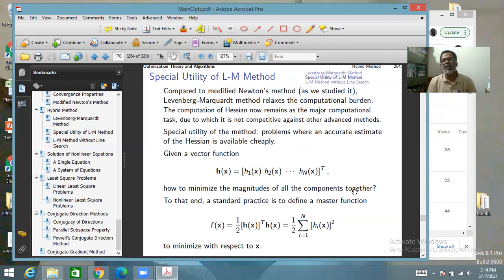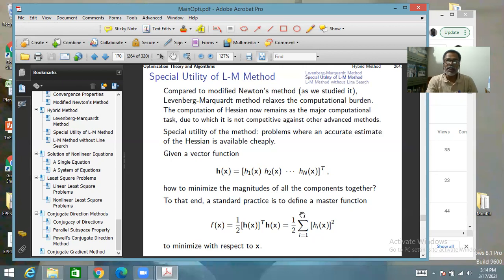Now the sense which is widely accepted as a good sense is a sum of their squares, because you want to minimize their magnitudes, right? So minus 1.5 and plus 1.5 are both equally bad, or equally good if you consider that as small. So you construct a master function like this, which is the sum of the square of all of them. And we have put a half so that after differentiation, a factor 2, which will anyway come, cancels it. So it is immaterial.